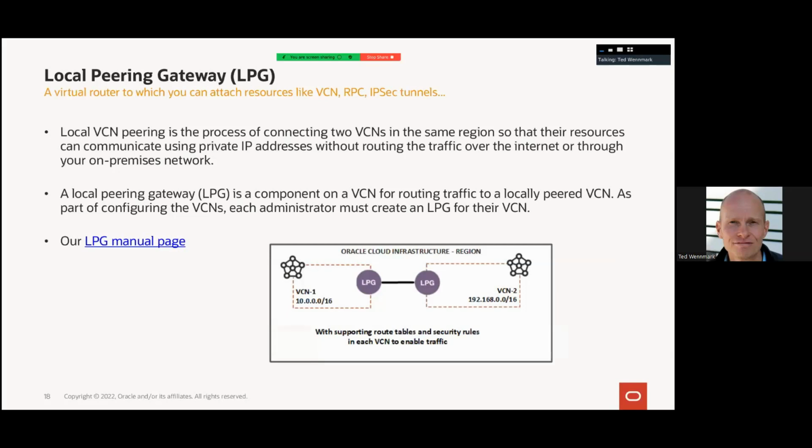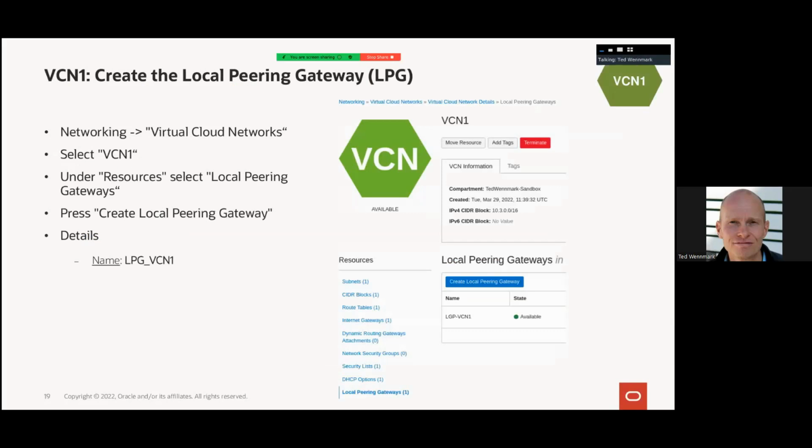It is as easy. I will show you how to create the local peering gateway. The local peering gateway is needed to be able to communicate between two different virtual cloud networks. That's the functionality of the local peering gateway. You will find it under your virtual cloud network. Under Virtual Cloud Networks, select your VCN, VCN1, and then under Resources, select Local Peering Gateways, then just press Create and assign it a name. That's it. It's that simple.